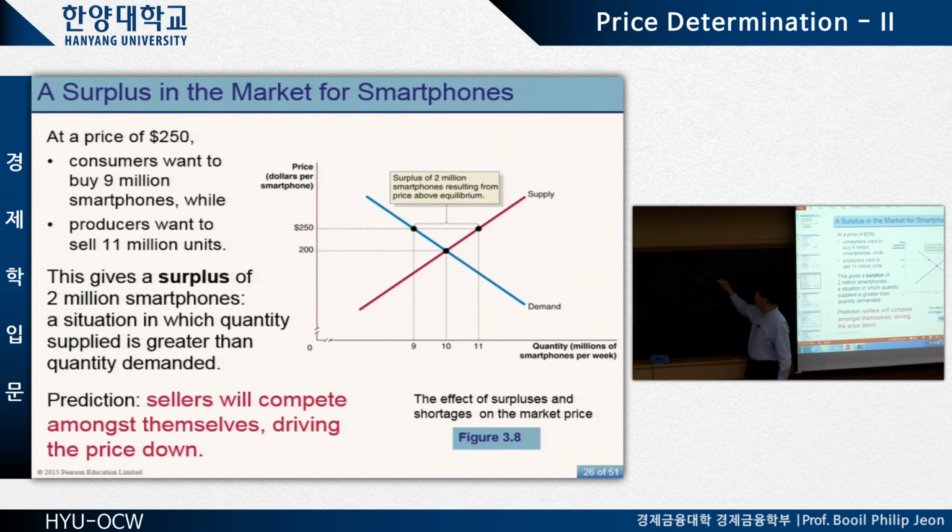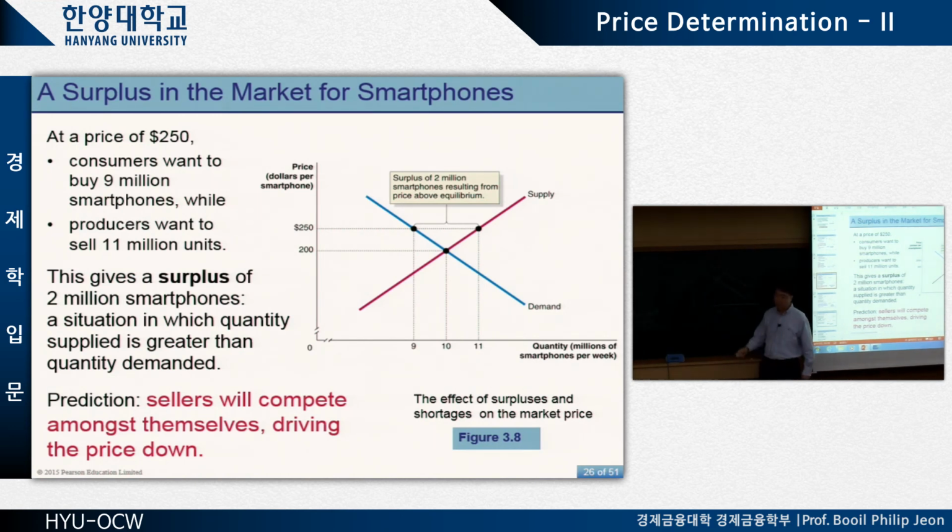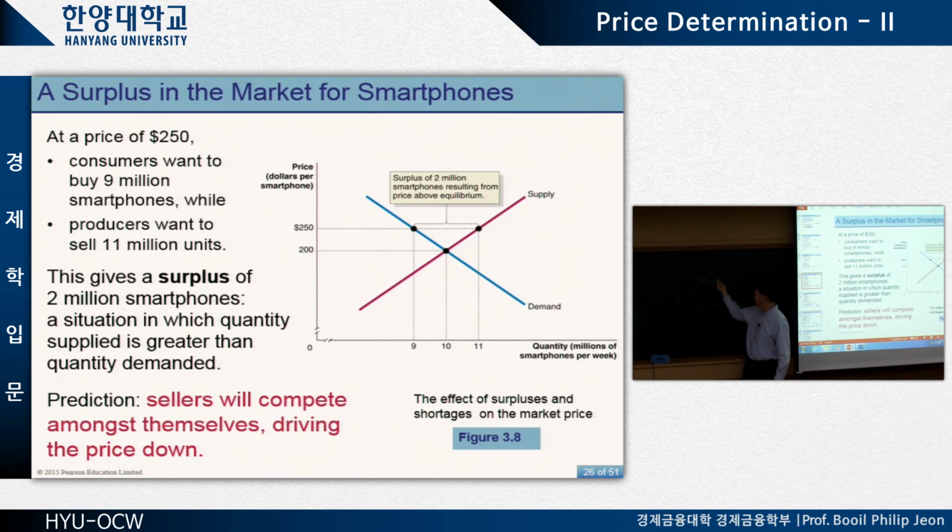Yes, because now quantity demanded is here. This is the quantity demanded. But the quantity supplied is still here because the supply curve didn't change. So what do we have here? The gap between quantity demanded and quantity supplied is called what? Shortage, or excess demand. Quantity demanded exceeds quantity supplied.